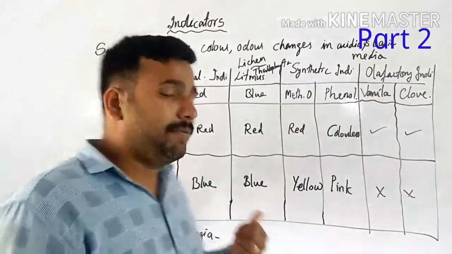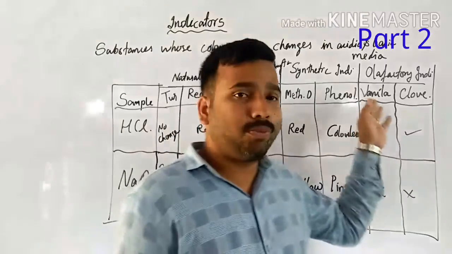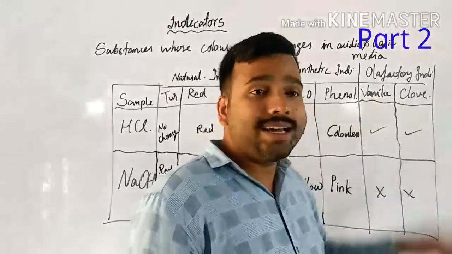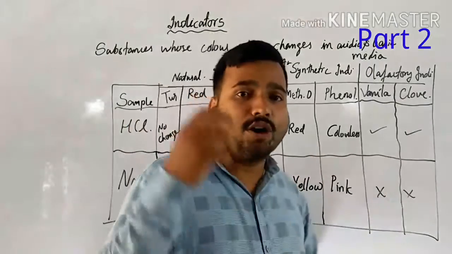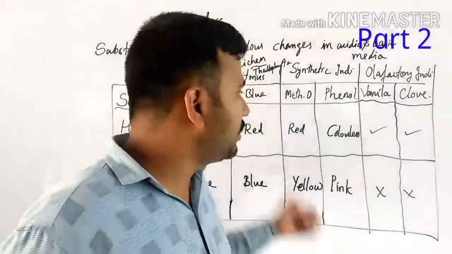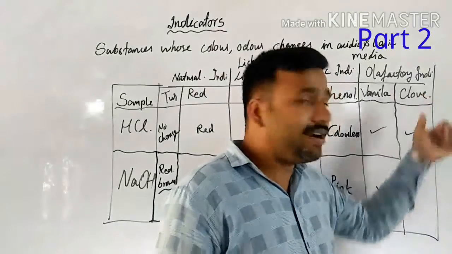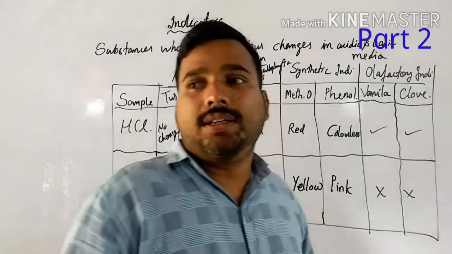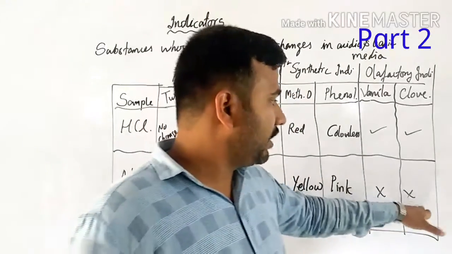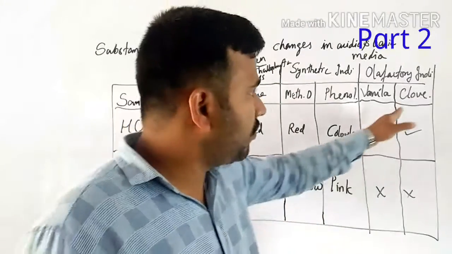And similarly, if you take sodium hydroxide, for example, and pour a small amount of vanilla essence into this sodium hydroxide, what will happen? You will not be able to detect the smell of the vanilla essence. And similarly, if you add a small amount of sodium hydroxide to clove oil, the same thing happens again. We will not be able to detect the smell of clove oil.